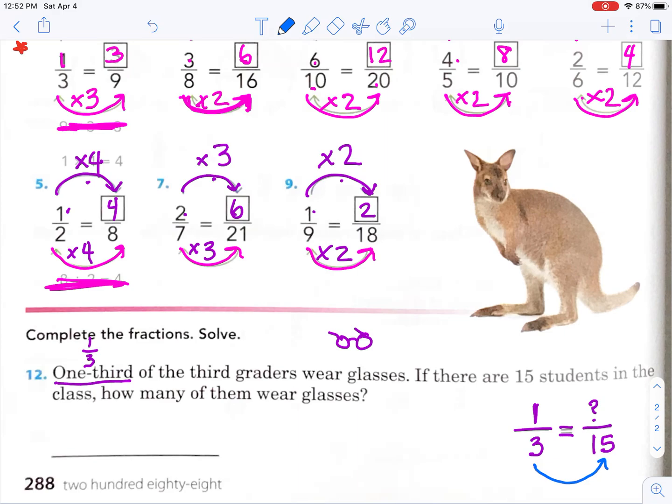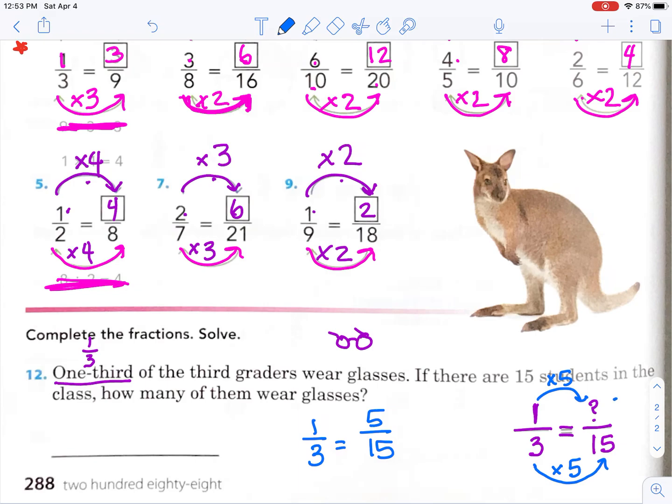What's the first thing we do? 3 times what equals 15? 3, 6, 9, 12, 15. Oh, that's 5. 3 times 5 is 15. What we do to the bottom, we also do to the, Abigail, say it with me. Top. So we multiply the top number times 5. So if you can't see that here, 1 times 5 is what? So our answer, 1/3 equals 5/15.